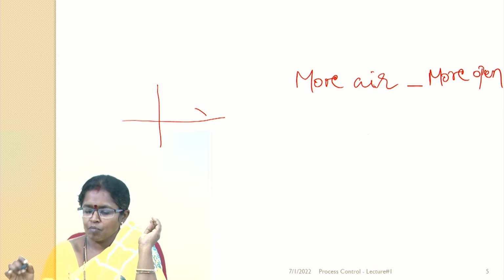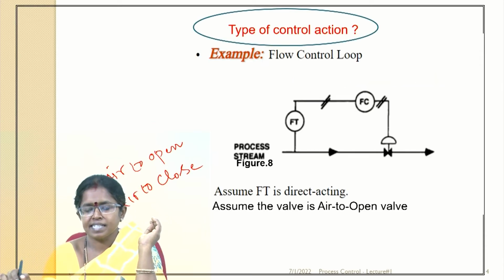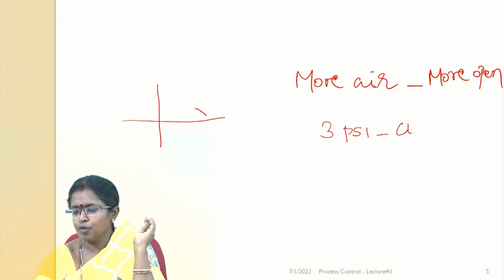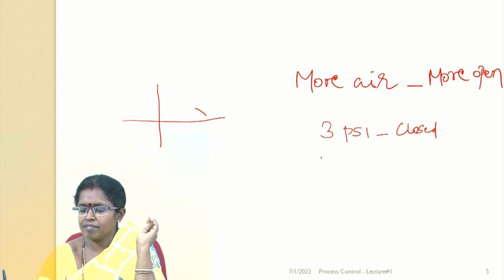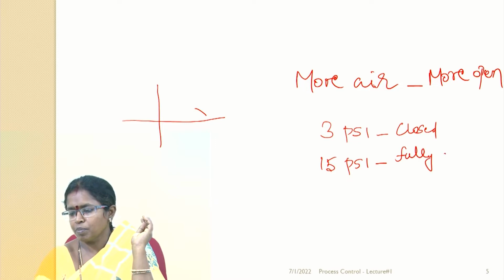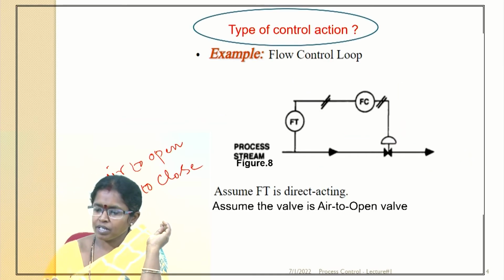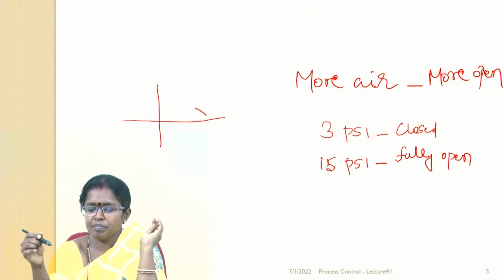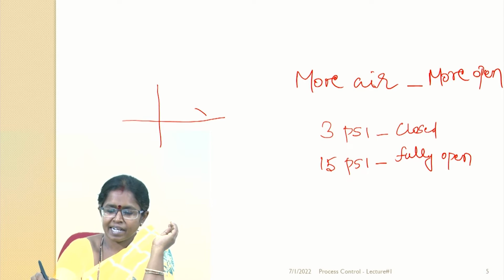Coming to the controller, what type of control action is needed for this example? Remember, the flow transmitter is a direct acting one. The valve is an air to open valve. What is the meaning of air to open valve? More air, more open. That is, at 3 psi the valve is fully closed, whereas at 15 psi the valve is fully open. Now, you just think about it. What should be the type of control action, whether it should be a direct acting one or an inverse acting one? And just recall what is meant by inverse acting and direct acting controller.